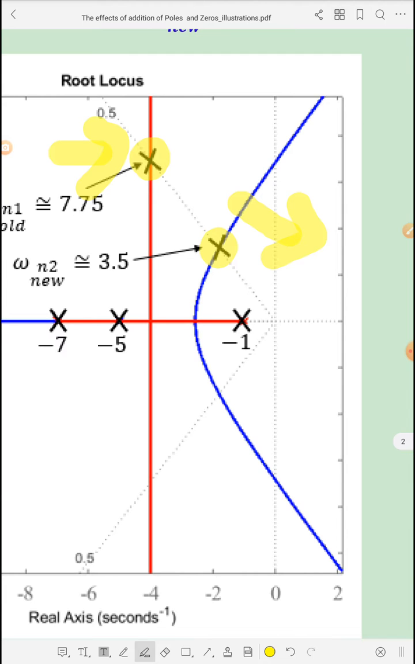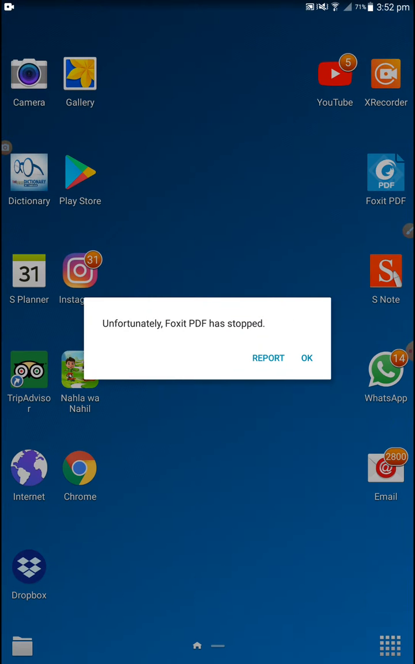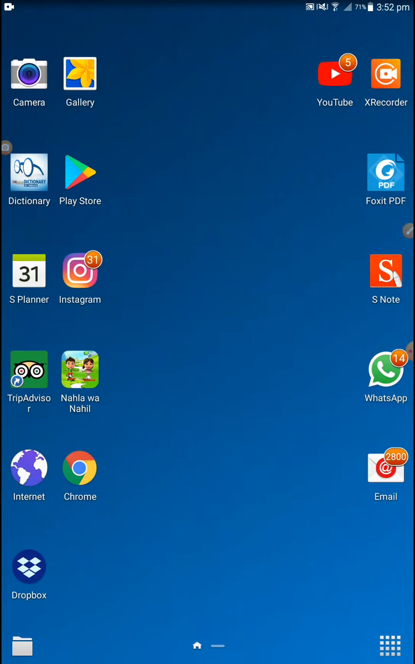And if the time of this new system is larger, this means that the system becomes slower, and this is what we claimed in the comments that we have mentioned.